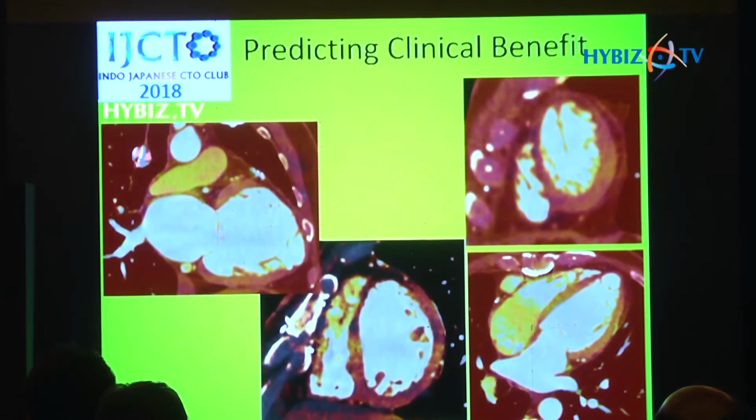You want to know whether this patient is going to improve. And this is our dual energy images from our own lab showing thinning as well as lack of perfusion in these areas, showing that there is a transmural scar in these patients and unlikely to recover.